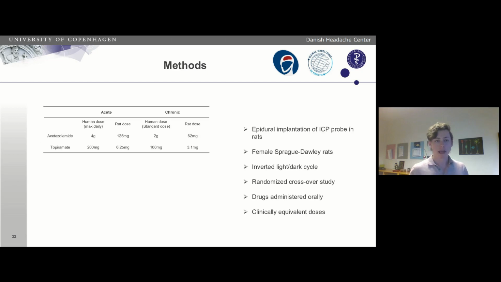So the methods here, again, this is epidural implantation of an ICP probe in female Sprague-Dawley rats in an inverted light-dark cycle. We conducted a randomized crossover study where we administered these drugs orally at clinically equivalent doses. There were two sub-studies here: an acute study looking at the intracranial pressure over 24 hours. Here we administered max human equivalent doses, so 4 grams equivalent of acetazolamide and 200 milligrams equivalent of topiramate. And in a chronic 10-day experiment, we gave the rats the equivalent of 2 grams of acetazolamide and 100 milligrams of topiramate.